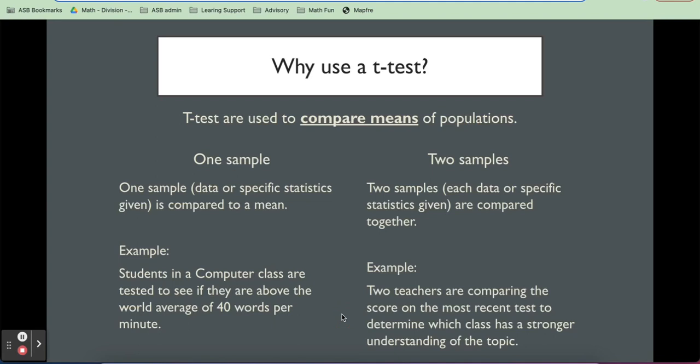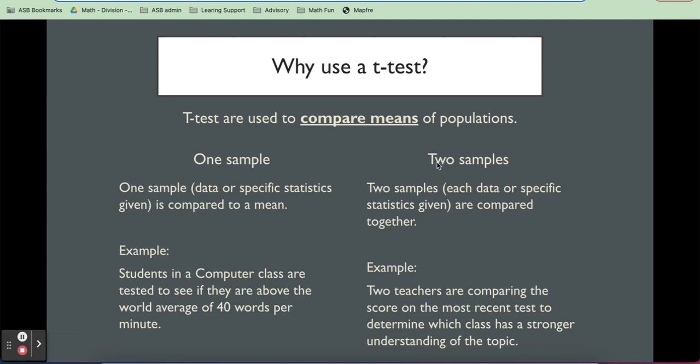Why would we want to use a t-test? Well, t-tests are the tests that we're using if we're comparing means of populations. Now we could be doing a one sample t-test. In this case, we would be comparing one sample, so certain data or specific statistics given about this sample, and we're comparing it to a mean. An example of this is students in a computer class being tested to see if they are above the world average of 40 words per minute. So you see that the compared mean in this case is 40 words per minute. It's given in the question, and we're going to be collecting data about this computer class. So that's a one sample t-test.